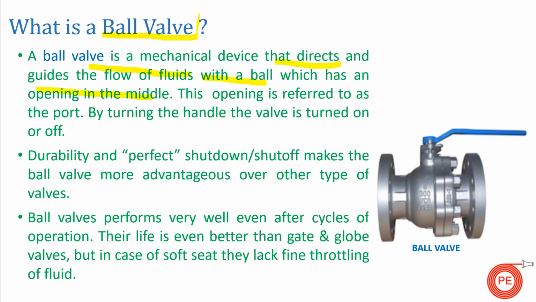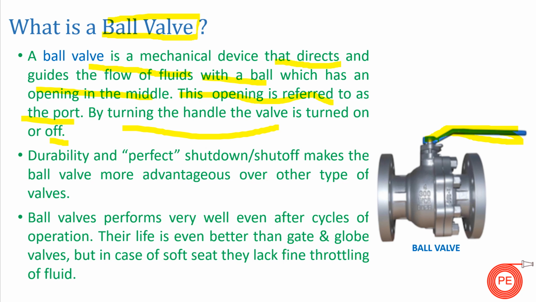So there is a ball inside the valve which is used to open the fluid or to close the fluid from the mainstream line. This ball has an opening and this opening is referred to as the port. By turning the handle, this valve is turned on or off. So here I have shown a ball valve. This is the handle which is quarter turned because it is moved in a quarter itself, and when it is moved into a quarter, it is either turned to on position or off position.